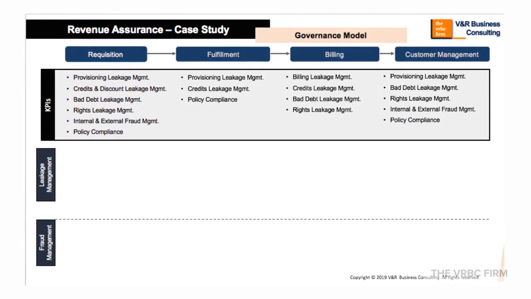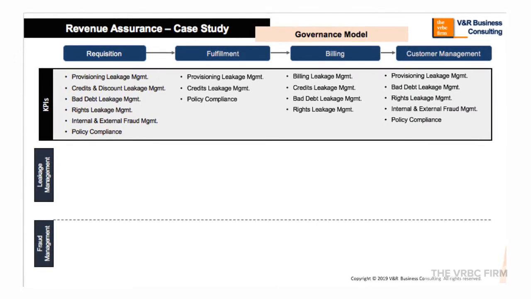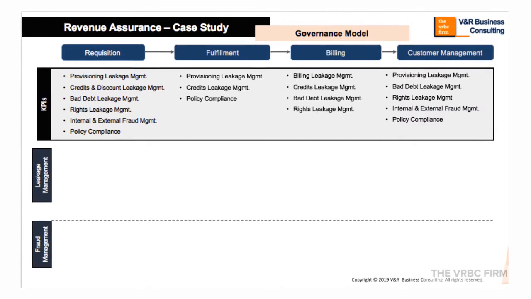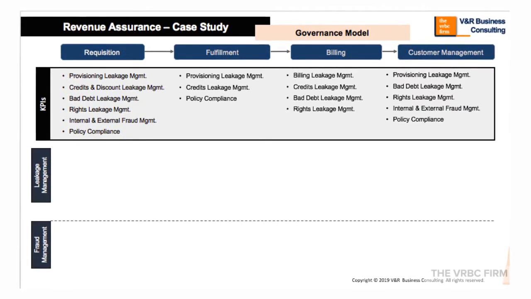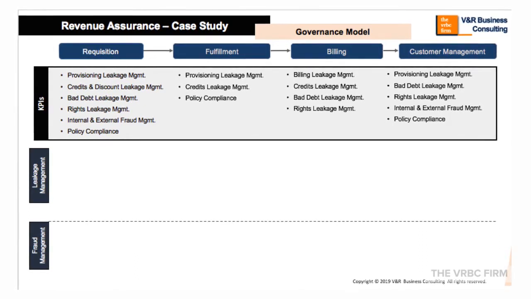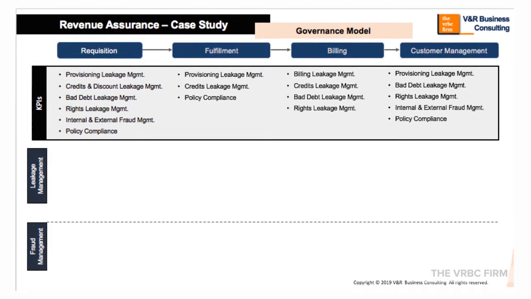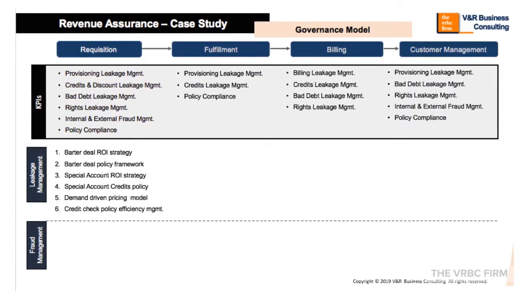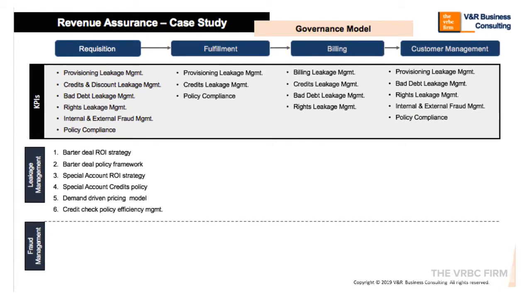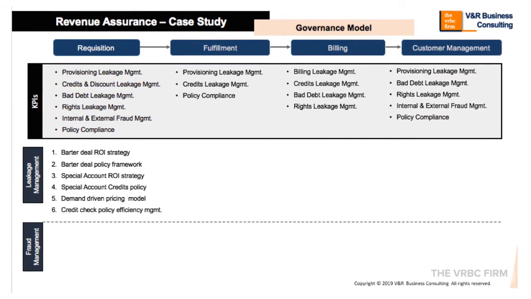We map each revenue leakage KPI across the order to cash stages based on the given context. We then detail the leakage management strategies required at each step of the order to cash process, based on the leakage risks we've identified in the risk mapping exercise.